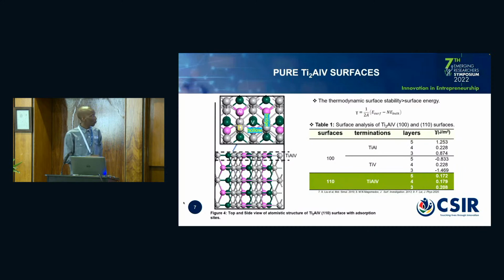Because we are more interested in having all the elements at the termination, we need all the elements to be exposed. So we have chosen the 1, 1, 0 surface. It was also found to be more stable, and our results were well comparable with what I've listed in the reference over there.